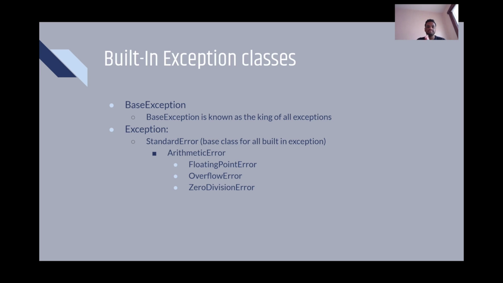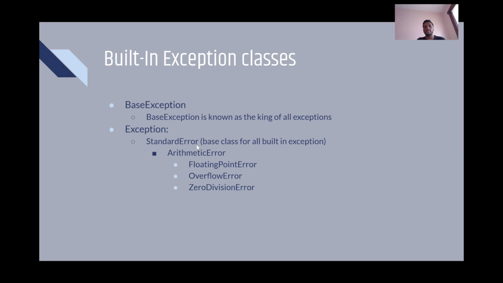And we're getting into the good stuff now. We're talking about the built-in exception classes in Python. So here's something known as the base exception. The base exception is known as the king of all exceptions. It's the main exception, the top of all exceptions. And here are some examples of the base exceptions.